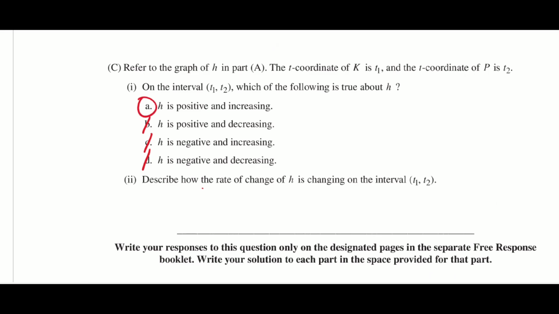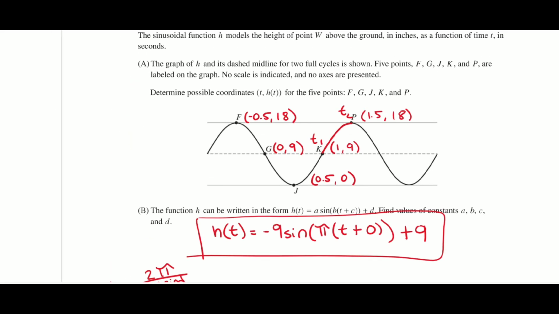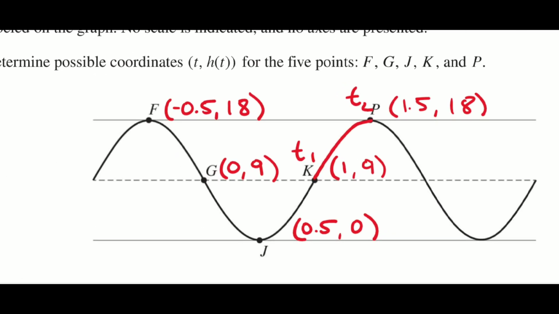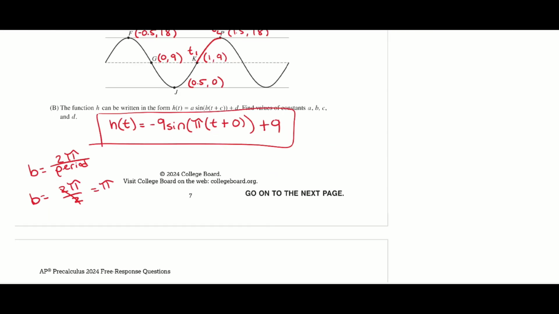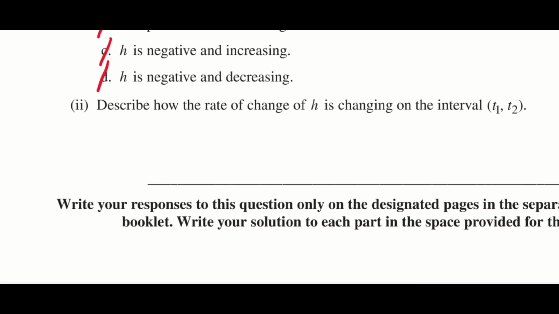And then the next one asks how the rate of change of h is changing on the interval t1, t2. So it's asking for the rate of change. So the rate of change is just referring to your concavity. So if you look at this interval, t1 to t2, it is concave down right now. And if it is concave down, that means the change in your rate of change is decreasing. So you would say, let me type this up.